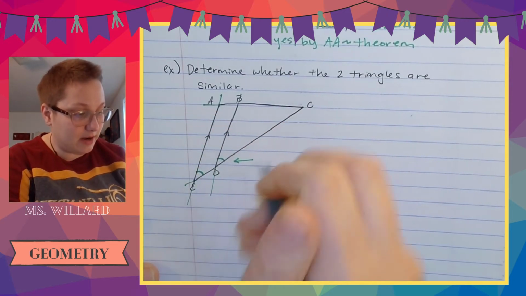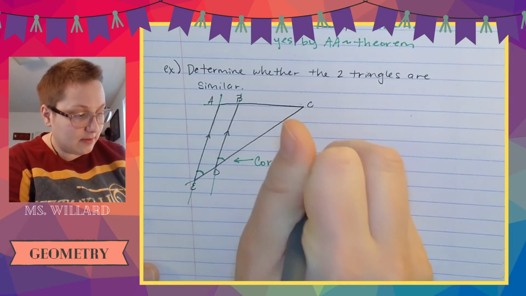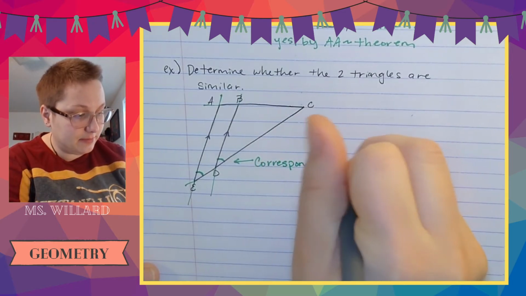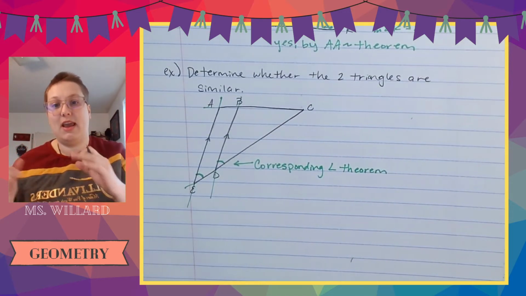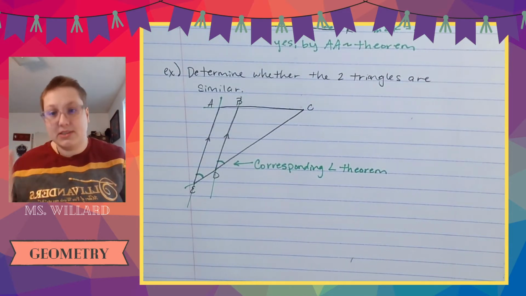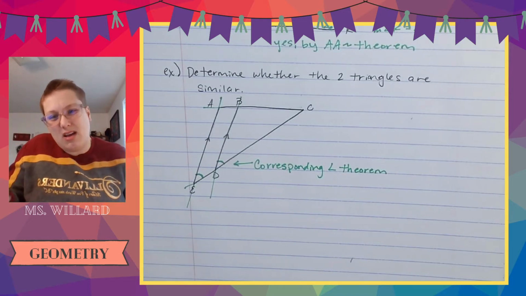These are corresponding angles. So this is the corresponding angle theorem. And again, we're not writing a formal proof, so I don't have to say angle E is congruent to angle BDC because of the corresponding angle theorem, but I could if I wanted to. Like if I really wanted to. I could do this.